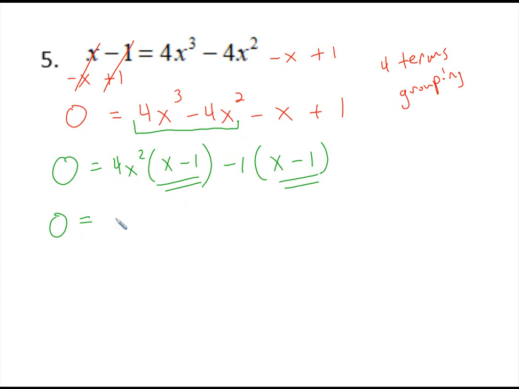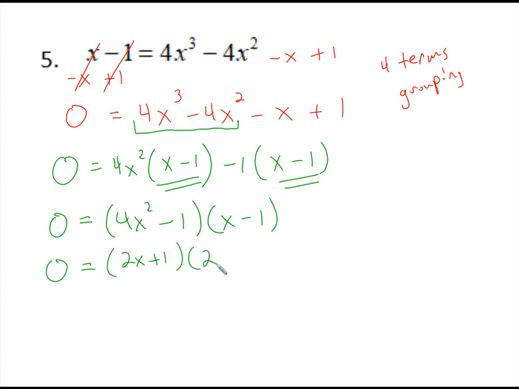So then one of my factors will be 4x squared minus 1. You combine them to make one binomial factor. Then the x minus 1, you write it one time. Then you should recognize this 4x squared minus 1. That's a difference of squares. I can factor this more. This is 2x plus 1, 2x minus 1. Then I also have the x minus 1.